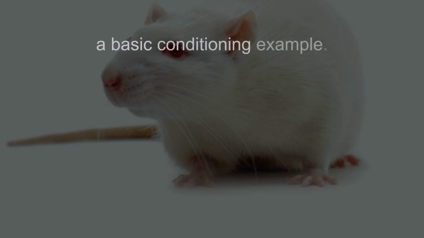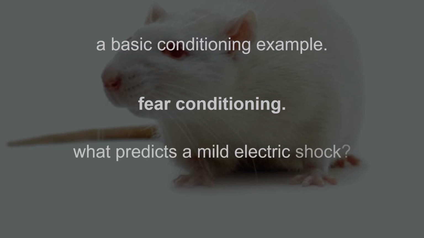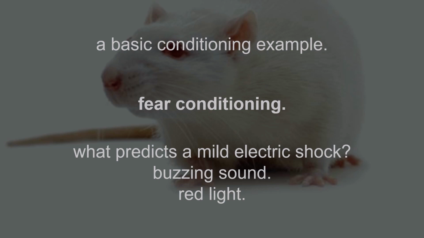So let's take a quick look at a basic conditioning example involving a simple lab rat. And this is going to be a fear conditioning study. It's going to be very simple, very straightforward. And the question is, what predicts a mild electric shock? Is it a buzzing sound or is it a red light?